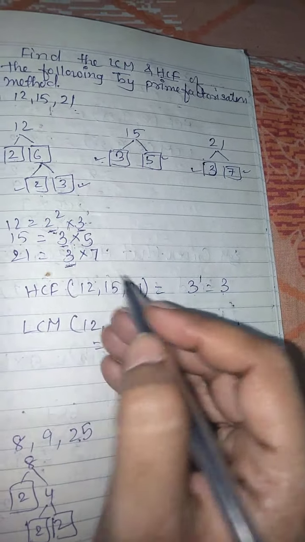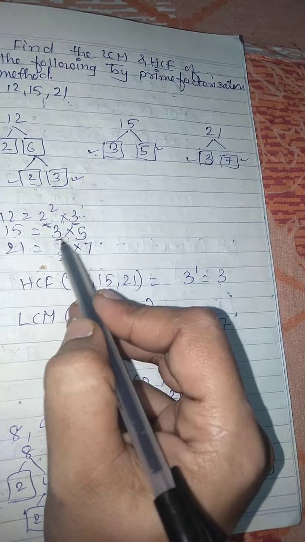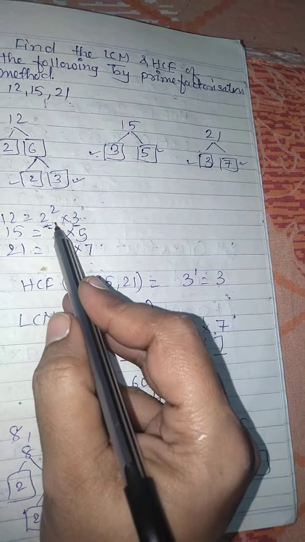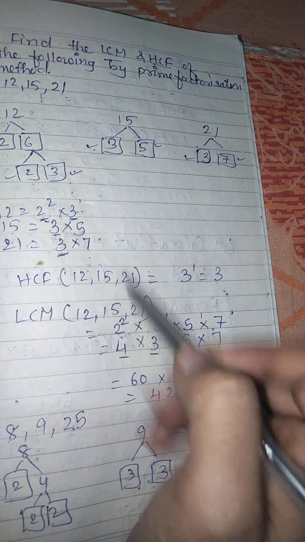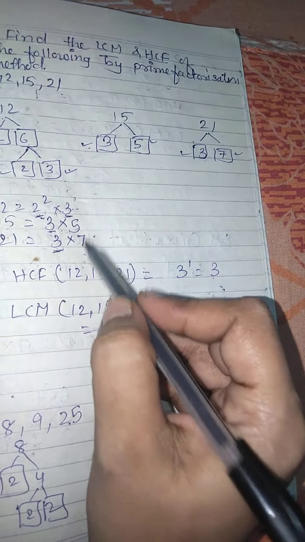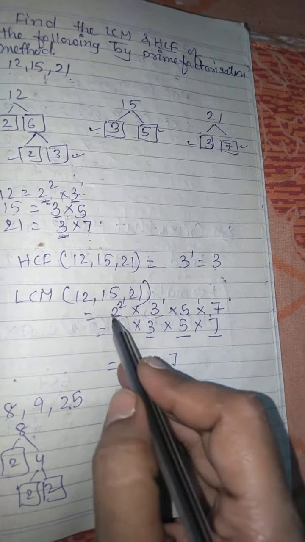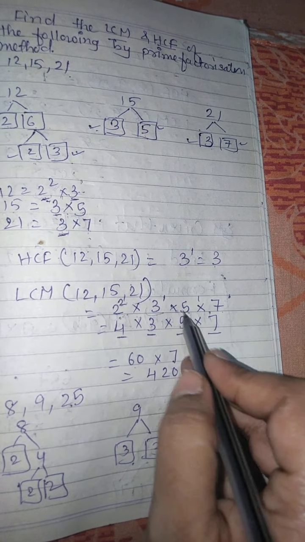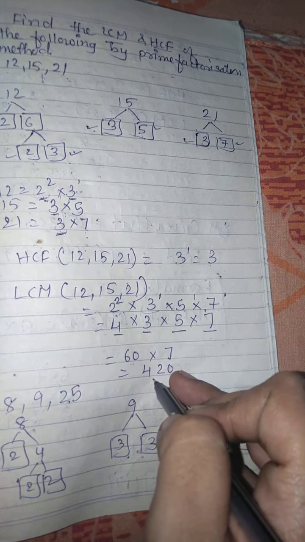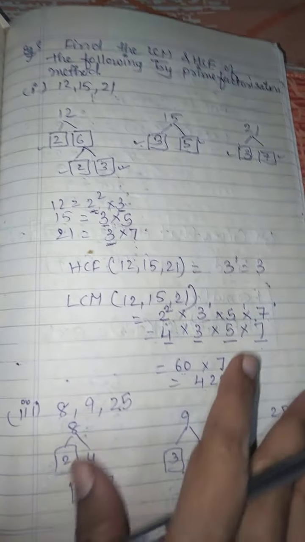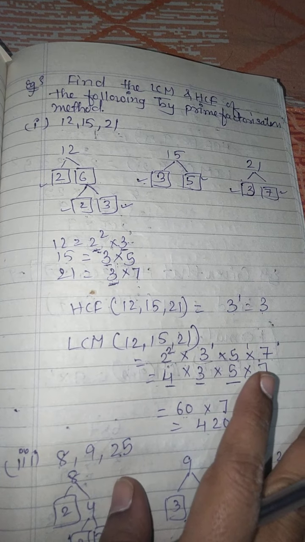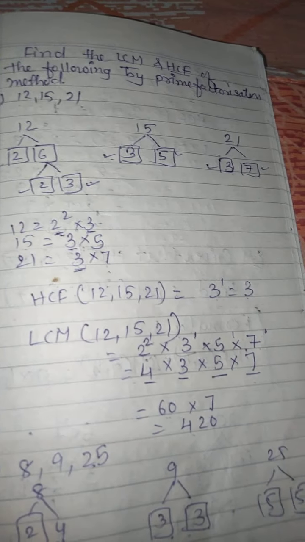For LCM, we will write all the bases. 2, 3, 5 and 7. 2 square. So you will write 2 square. 3 is common in both. So 3 raised to 1, 5 raised to 1, 7 raised to 1. 2 square means 4. 3 raised to 1 means 3, 5 and 7. 4 3s are 12, 12 5s are 60. 60 into 7, 420. The same way you can find the second and third sum also. You can find the HCF and LCM by prime factorization method.